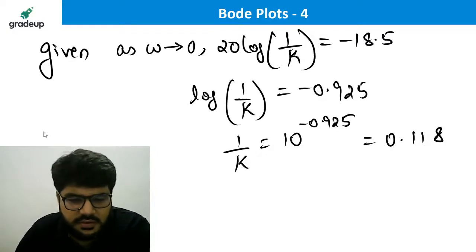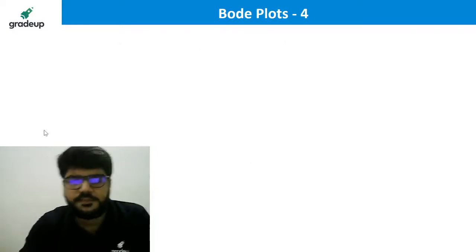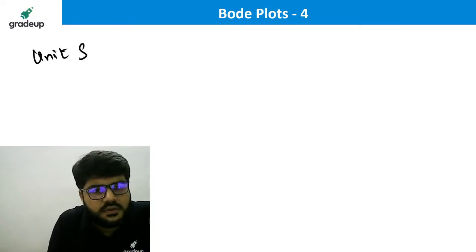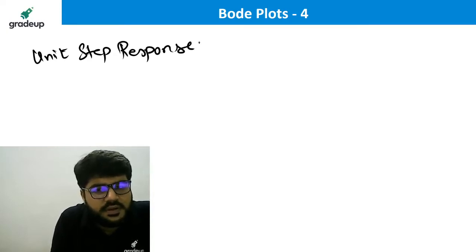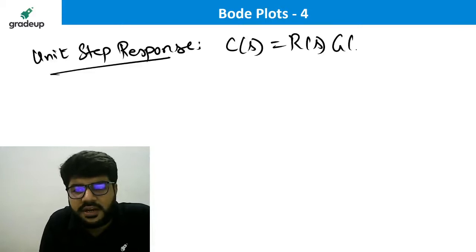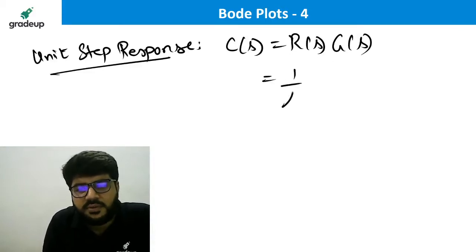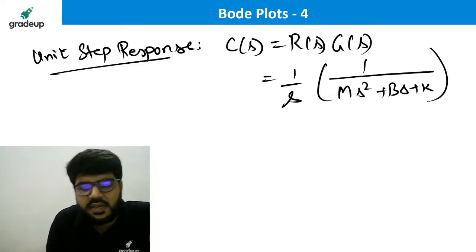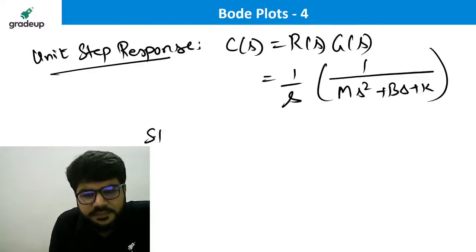The question is talking about the unit step response of a system. Unit step response, that means C(s) is equal to R(s), where R(s) we will take as the unit step. Output is equal to input into gain of the system. Put down the input as 1 by s and gain of the system as 1 upon ms square plus bs plus k.